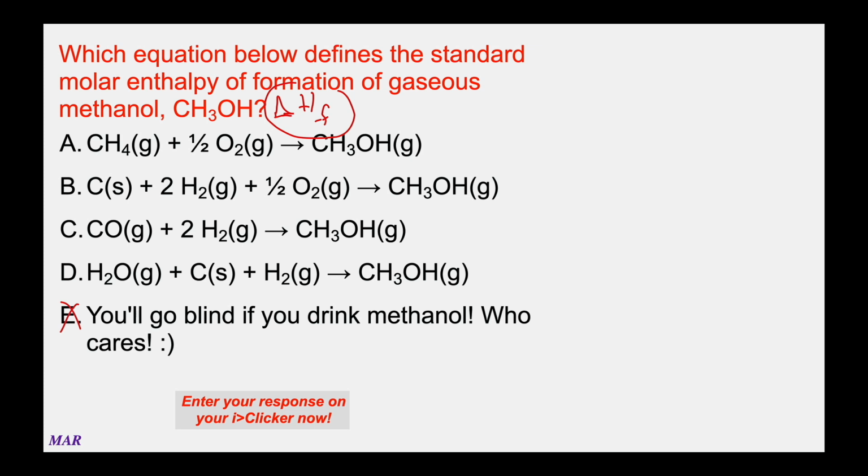If you are creating a delta HF equation, which is what this is, and delta HF is the standard molar enthalpy of formation, then a couple of things. You can only have 1 mole of product, all right? And if you look at A, B, C, and D, all of these have just 1 mole. If you had, for example, a 2 right there, then you wouldn't want to use that. It has to be 1 mole of product. But the other thing that's important here is all reactants must be elements in their standard states. So if you look at answer A, oxygen, O2, that's an element.